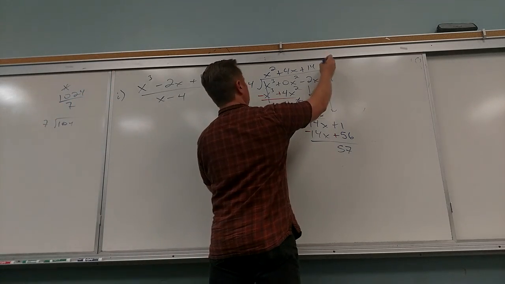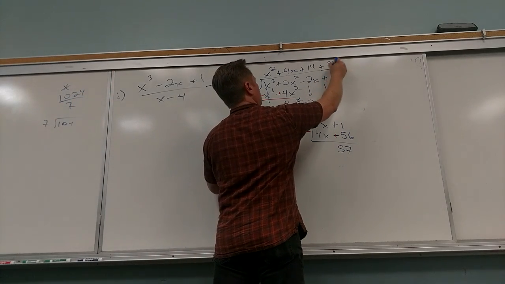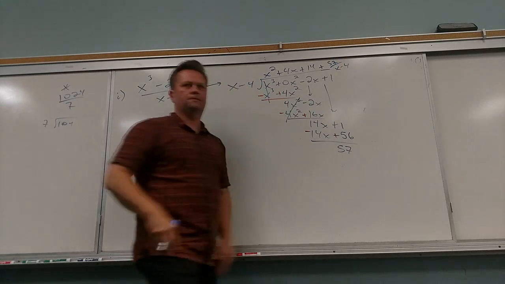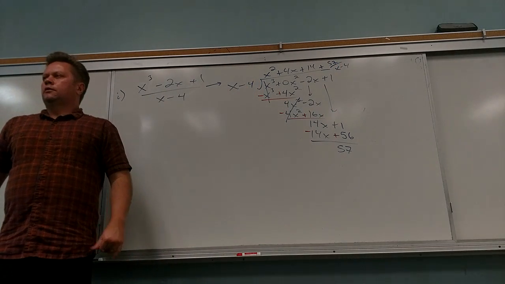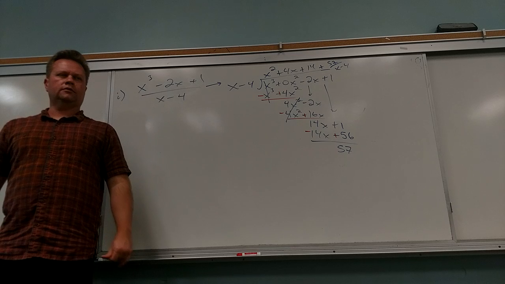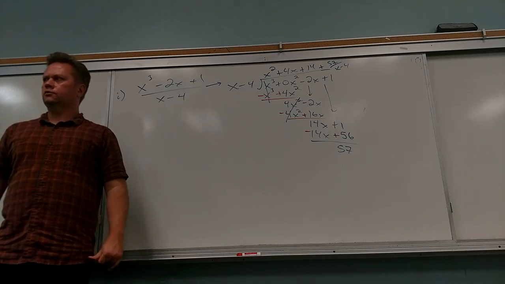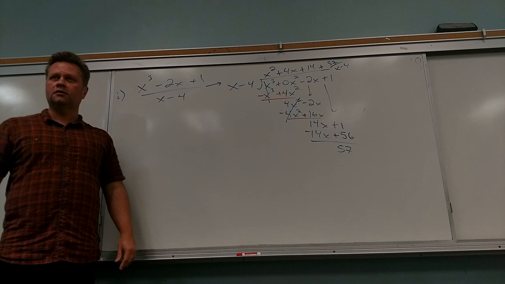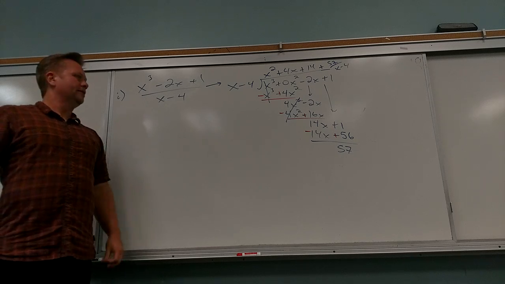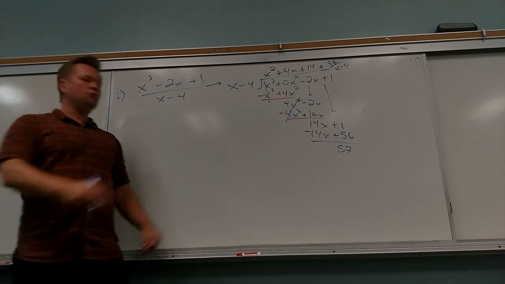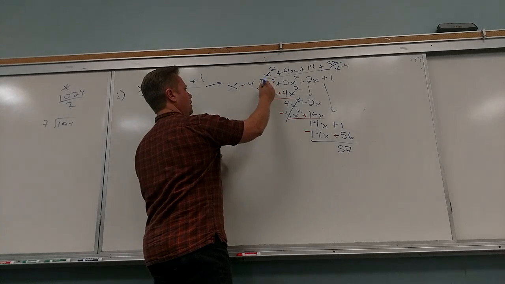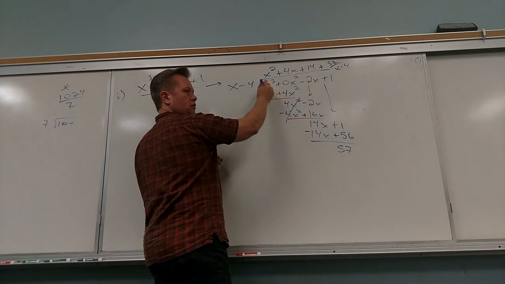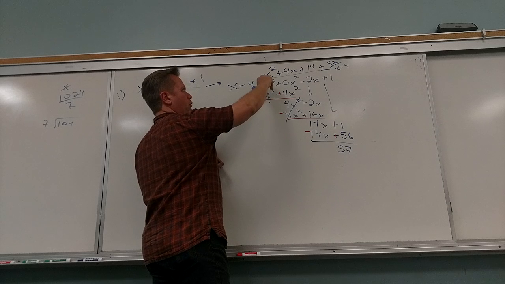So this is where the Heinz 57 came from. Okay, that is gross, right? If there would have been a 2 right here, what would have been different right there?